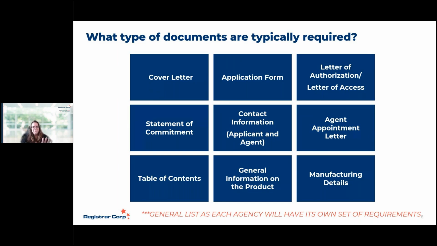So the administrative documents that we just covered, normally there's a template from the agency for them, so you don't have to prepare those documents all on your own. For the quality information in the master file, there's usually tables of contents to help navigate throughout the submission. There's going to be general information about your product, including the manufacturing detail. So while we have a general list here, it's important to note that each agency is going to have its own set of requirements.